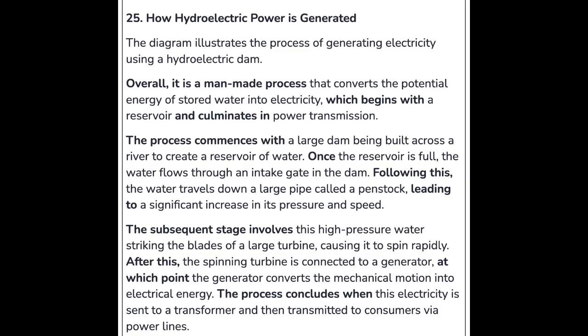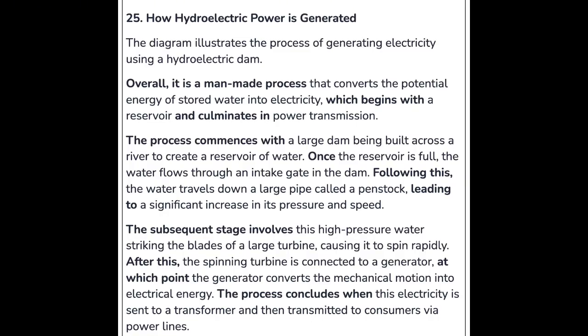The process commences with a large dam being built across a river to create a reservoir of water. Once the reservoir is full, the water flows through an intake gate in the dam. Following this, the water travels down a large pipe called a penstock, leading to a significant increase in its pressure and speed. The subsequent stage involves this high-pressure water striking the blades of a large turbine, causing it to spin rapidly.